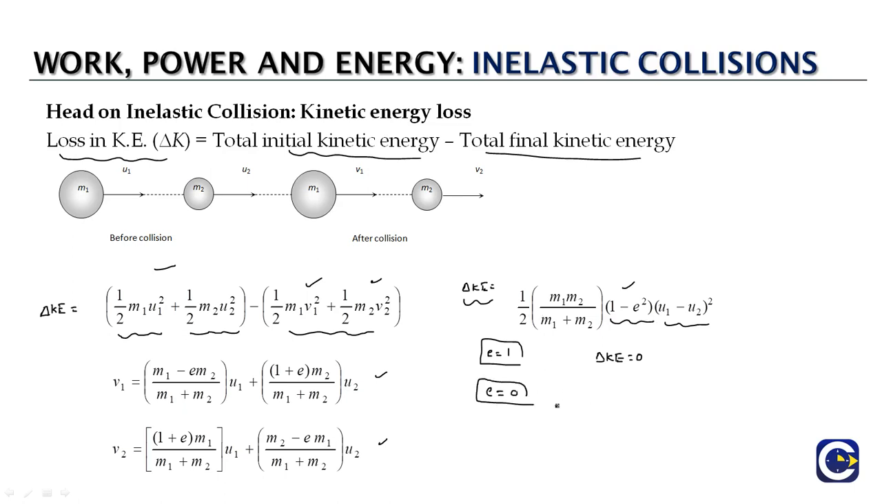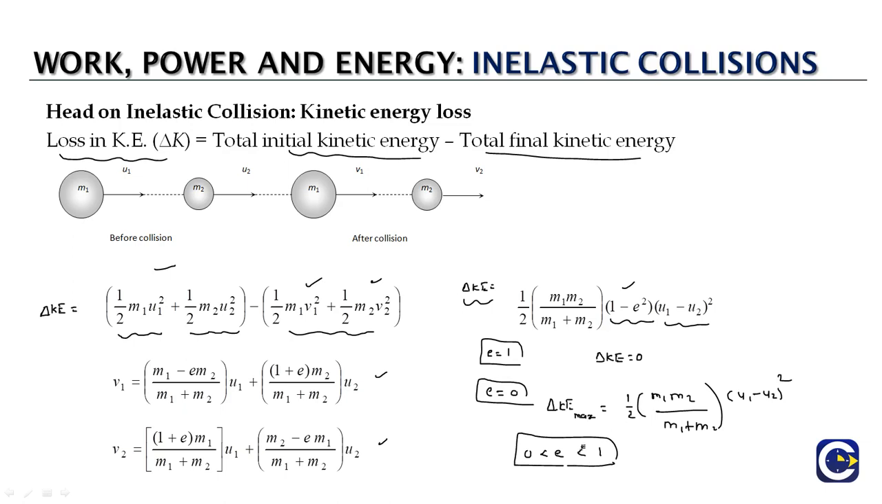If e is equal to 0, then we will have the loss of kinetic energy to be maximum for a head-on type of collision, and that value will be equal to half m1 m2 by m1 plus m2 into (u1 minus u2) the whole square. And this is the condition for a perfectly inelastic collision in the head-on category. So in the head-on category, for a perfectly inelastic collision, the value of e must be equal to 0. And for the other inelastic collisions, the value of e will be between 0 and 1.